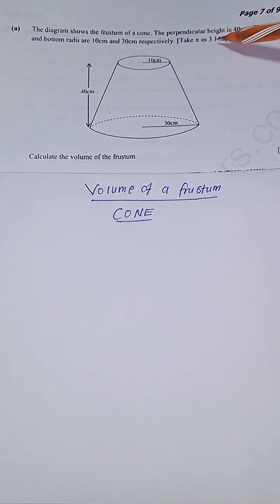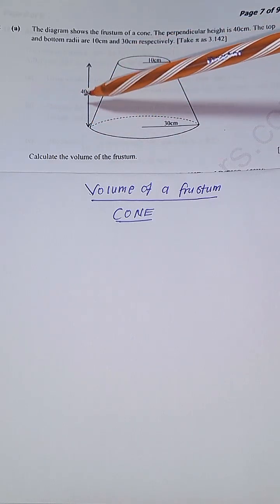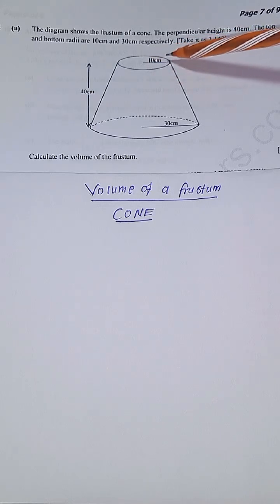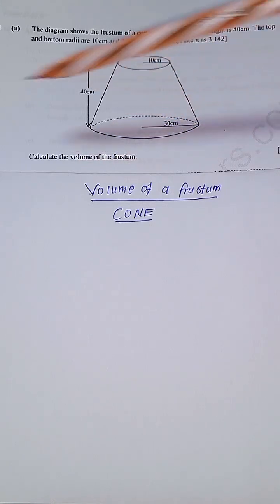Take pi as 3.142. So we have been given the perpendicular height, which is 40 centimeter. We have been given the top radius of 10 centimeter, bottom radius of 30 centimeter. Calculate the volume of a frustum.